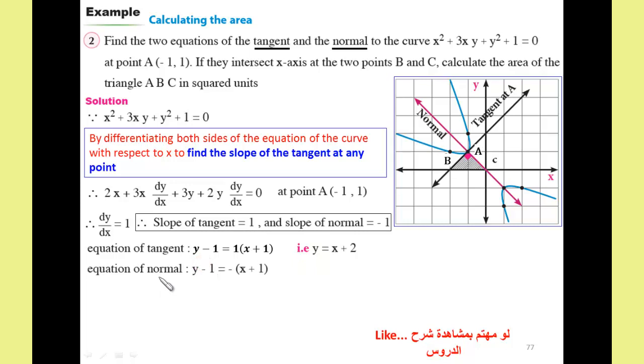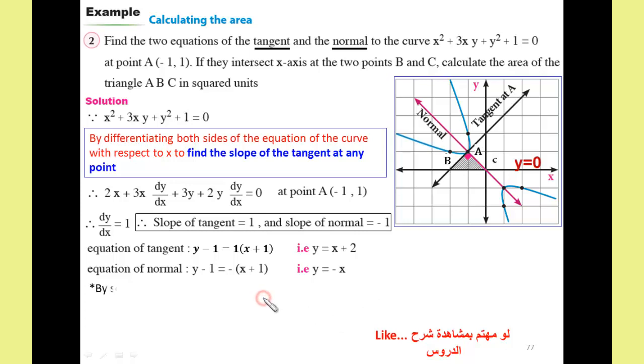Equation of the normal is y minus 1 equals negative x plus 1. Its simplest form is y equals negative x. Now we will solve the equation of the tangent with the equation of the x-axis, y equals 0. Why? To find the coordinates of the point B.